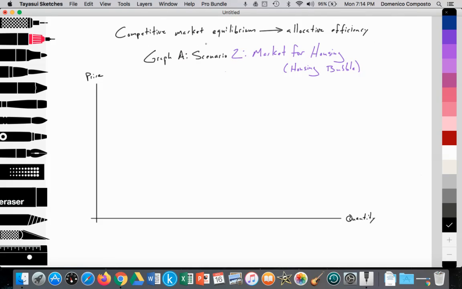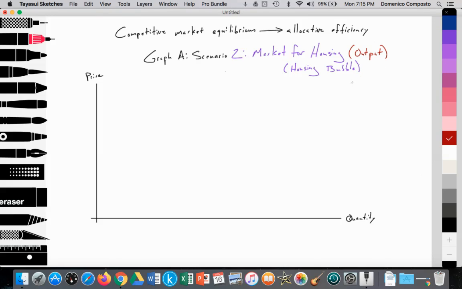So again, we're looking at competitive market equilibrium, the concept of allocative efficiency. In this case, we're going to look at an overallocation of resources. This is scenario 2, market for housing during the 2004, 5, 6, 7, 2008 housing bubble, which led to the 2008 economic crisis. So again, this is an output graph, just to emphasize this. Housing as a final good consumed by households.